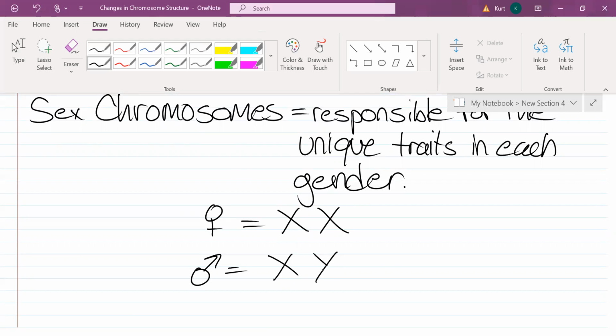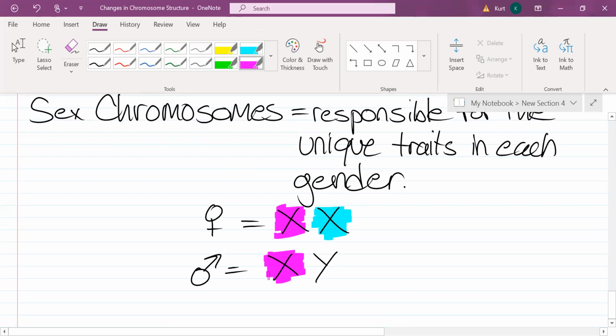Guys, where did you get your Y chromosome from? Your dad. Does your mom have a Y chromosome? No. So which parent actually determines your gender? Your father does. Because no matter what, which chromosome do we always inherit from mom? We always inherit one of mom's 2 X's. Dad is the one that determines the gender. So if you're a girl, you got 1 of those from mom, 1 of those from dad. If you're a boy, you got your X chromosome from mom, you got your Y chromosome from dad.